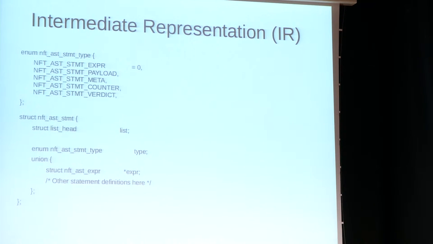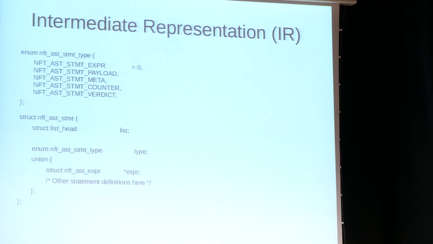How does the statement look like? It is basically a list, because the tree is implemented as a list of statements, and then we have a statement type. The statement type indicates the enumeration that is there above, and then I have a pointer to the expression, but we will also have, in case it's a payload statement, meta statement, counter, whatever, the definition of the information that those statements have to store.